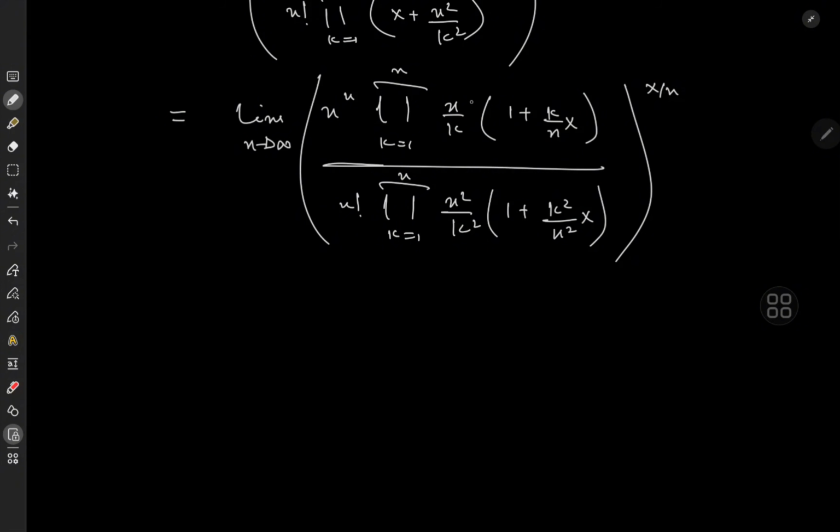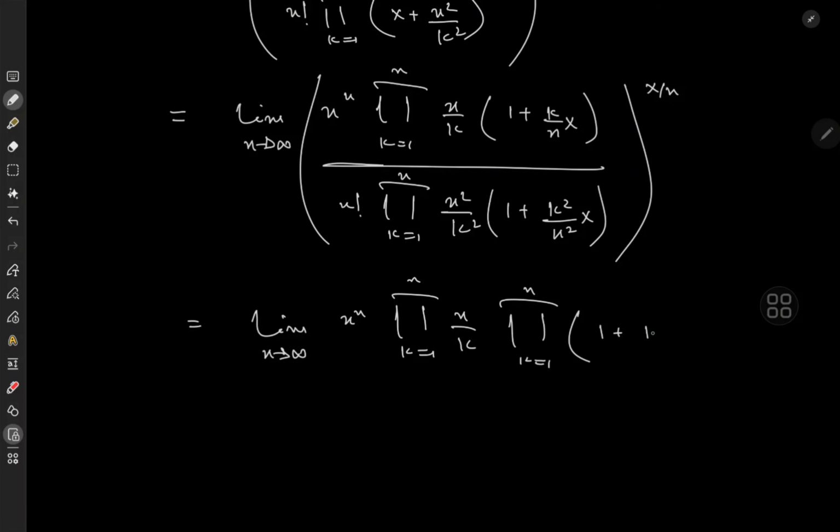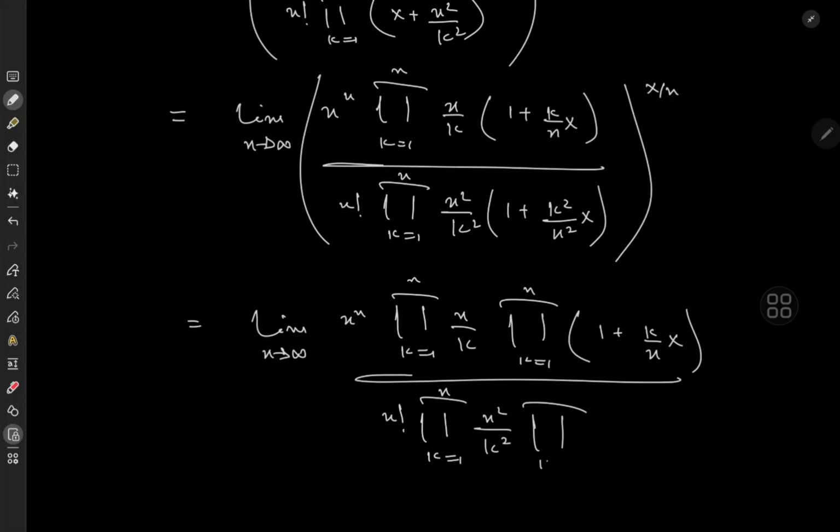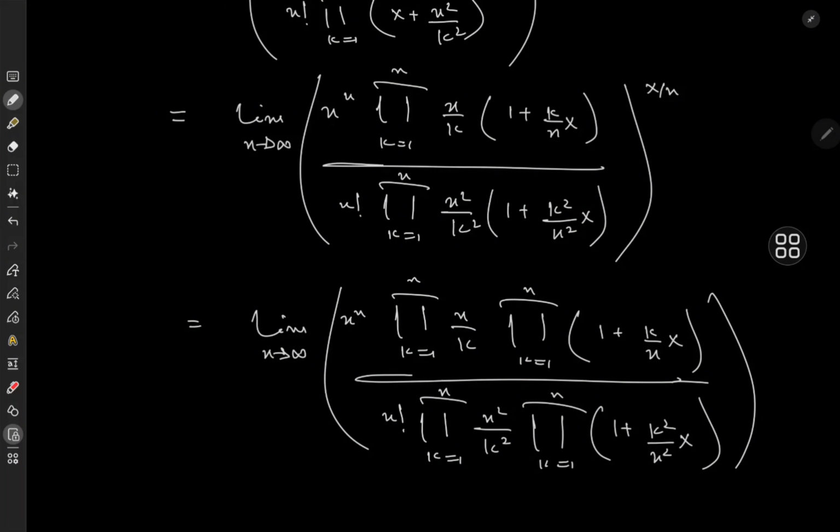Now, the cool thing about products is I could just pick them apart, of course. So that means I have the limit as n tends to infinity of n to the n times the product over k from 1 to n of n over k times the product over k from 1 to n of 1 plus k over n times x, divided by n factorial times the product over k from 1 to n of n squared over k squared times the product over k from 1 to n, again, of 1 plus k squared over n squared times x.